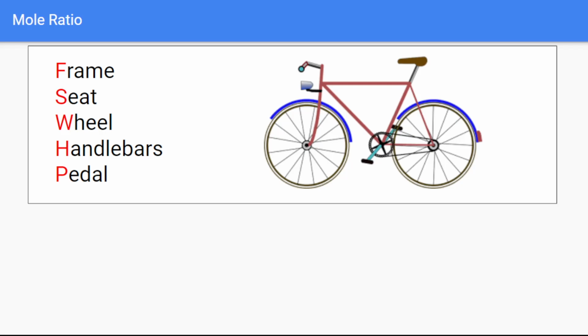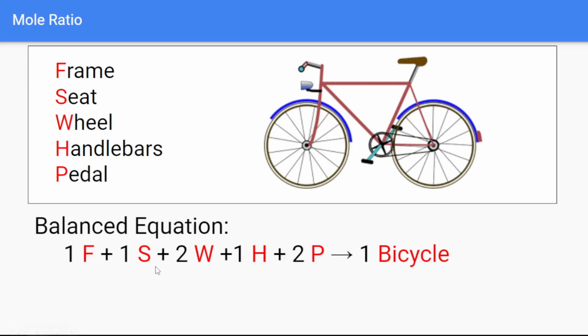In a bicycle, you have a frame, you have a seat, you have two wheels, you have a handlebar, and you have two pedals. So if you look at that as a balanced equation, there's one frame, one seat, two wheels, one handlebar, two pedals for every one bicycle. So we can look at the ratio of these parts.